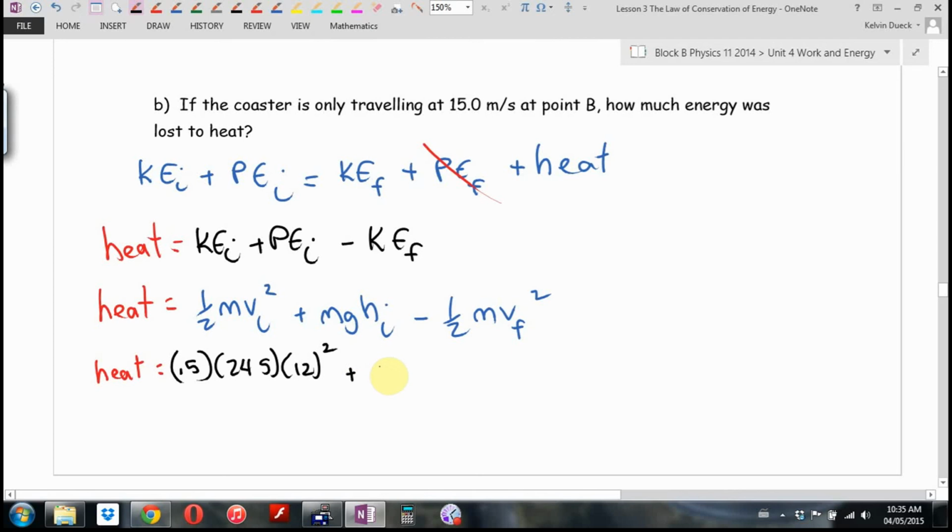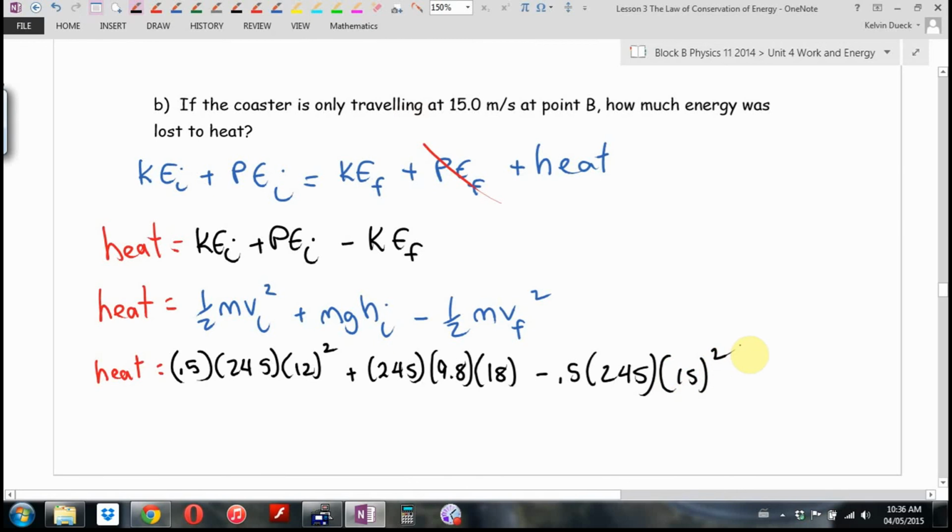Plus... What'd you say the mass was? What's G? Good old. What's G? 9.8. And I've scrolled down. Keep going. What was the initial height of the hill? Sorry? 18. Takeaway, 0.5. You said the mass was 245. Now, in part B, what did I say our final speed was? Part B, just read. What is our final speed? Yeah. 15 what squared?